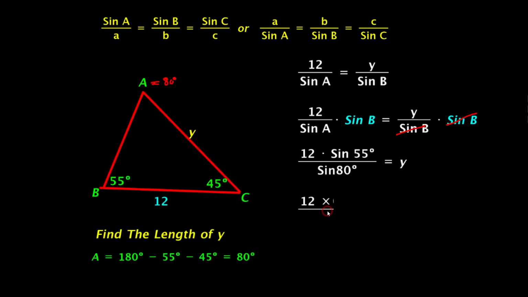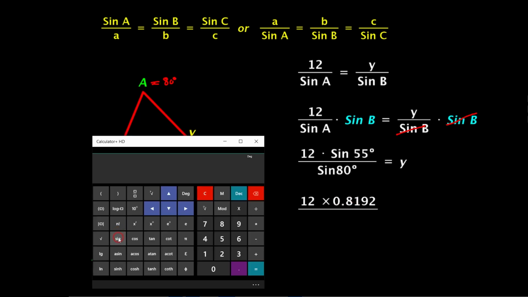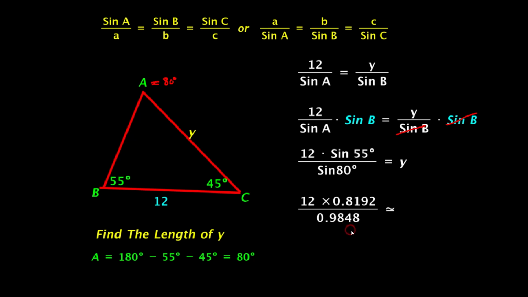So it's 12 times the value of sine of 55 degrees, 0.8192. Now we need the value of sine of 80 degrees. Sine of 80 degrees is 0.9848. After 48, there is a 0, so we just take 0.9848. And we just write the value 0.9848. And this value, if we use the calculator, we will get the simplified version. So all that value equals y.